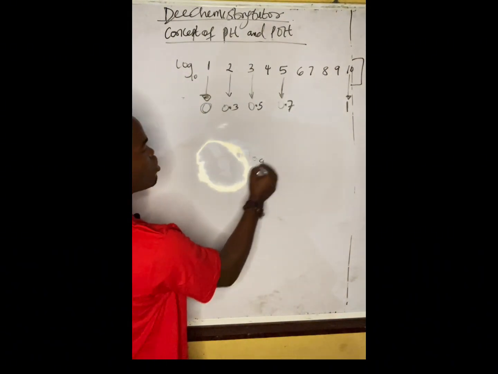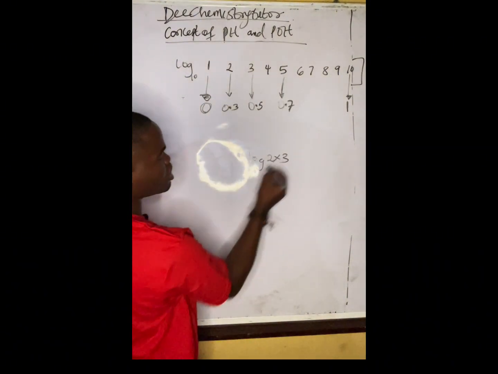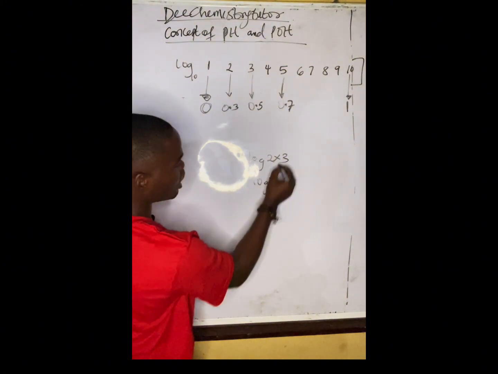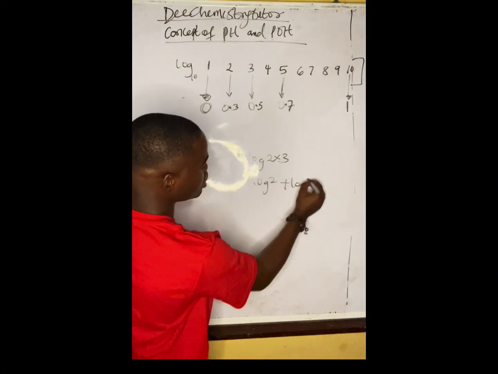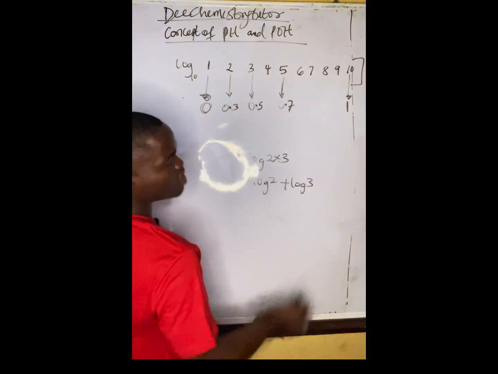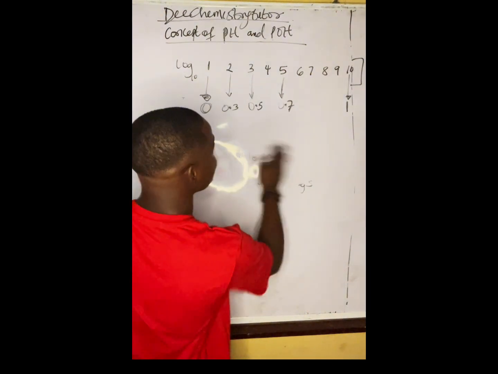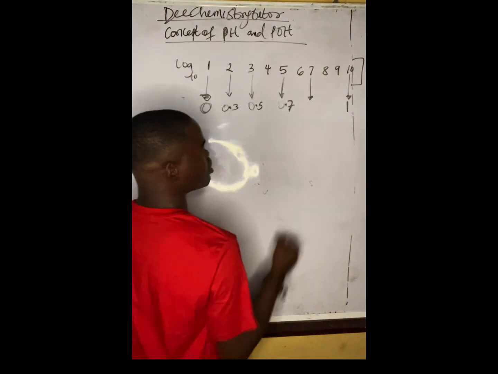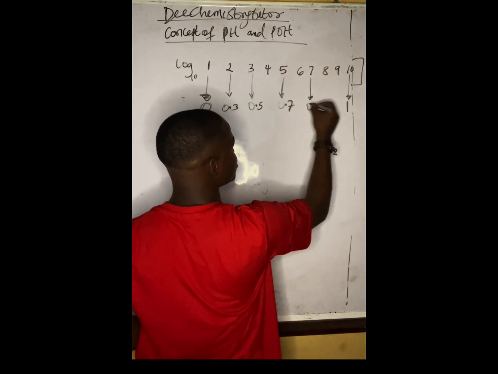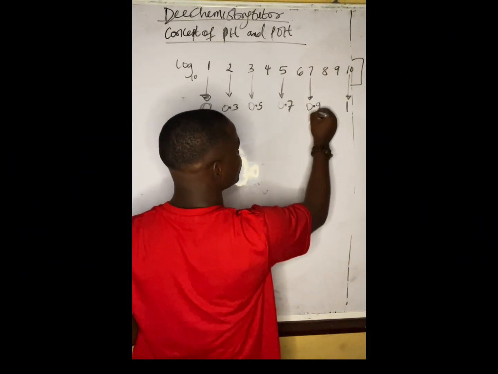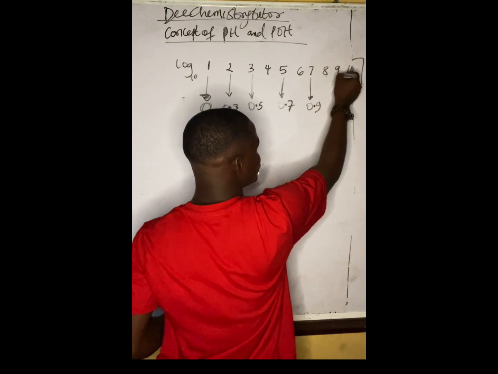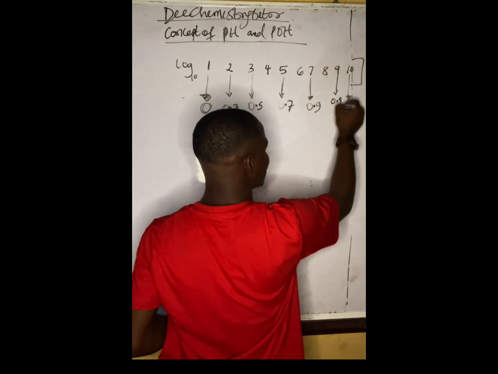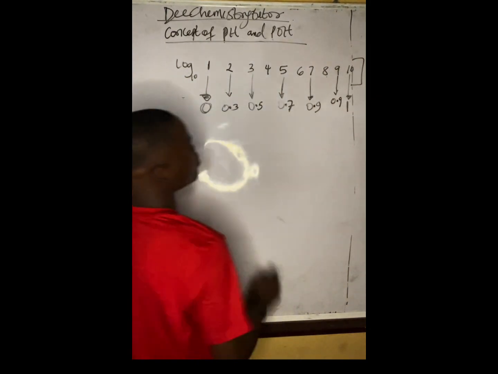Why? Log 6 means 2 times 3. So if I have log 2, I can add it to log 3, then I'll get log 6. So I don't need log 6. Now, log 7 is 0.8 something. So we do 0.9. Then log 9 too, we do 0.9.